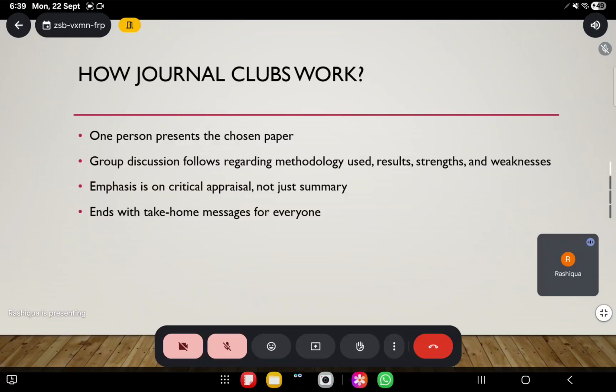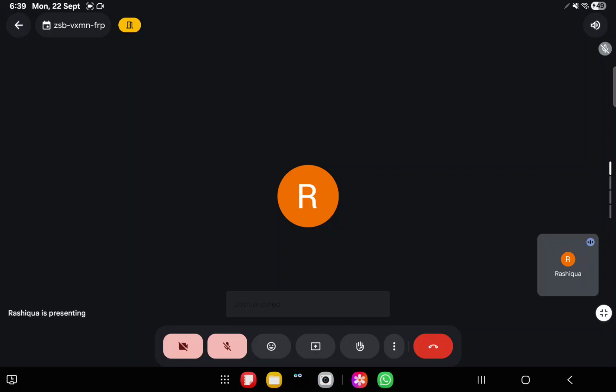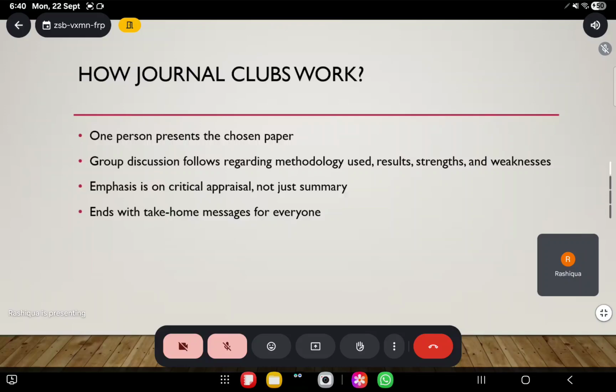Let's move on to how journal clubs work. Initially, a person volunteers or is assigned to present the paper. They give an overview of the background, the study design, the results, and conclusion. But the main strength of journal clubs lies in the discussion which follows after the presentation. Everyone else participates by analyzing the methods, the questions, the results, pointing out the strengths and limitations, and sharing their own perspectives. The focus is not simply on reading the article, but on critically appraising it. Finally, the session wraps up with a set of take-home messages about the study and about the skills we gained.